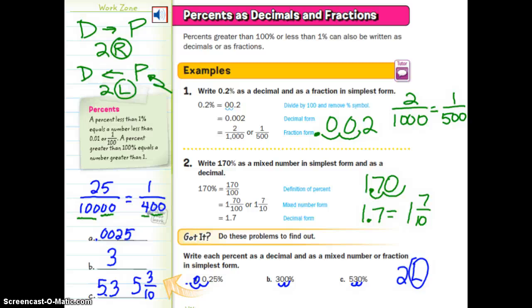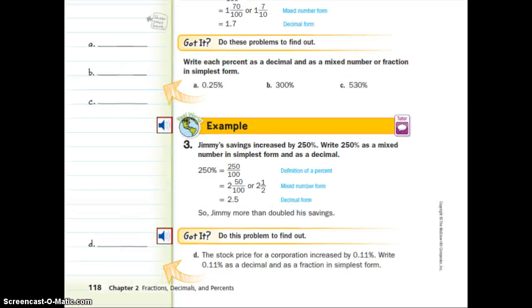Again, remember, 2 bunny hops to the left. Let's keep going. So now we have a word problem. Jimmy's savings increased by 250%, right? Write 250% as a mixed number in simplest form and as a decimal. So we're at a percent. We're going to a decimal. We're going 2 to the left. 2 bunny hops. 1, 2 is 2.5. That's 2 and a half.